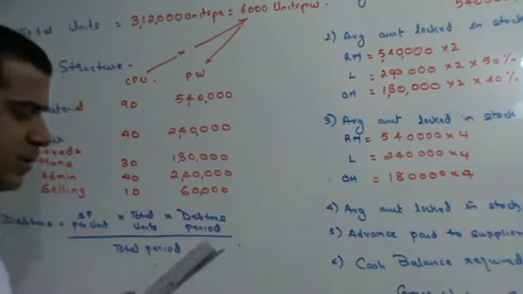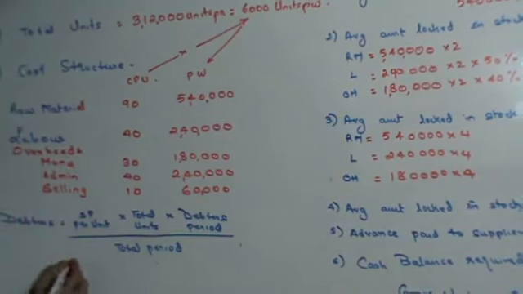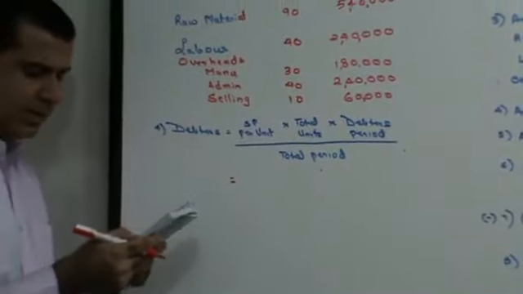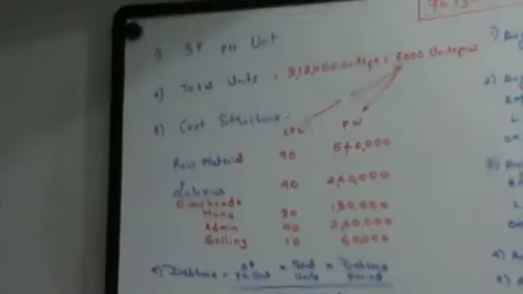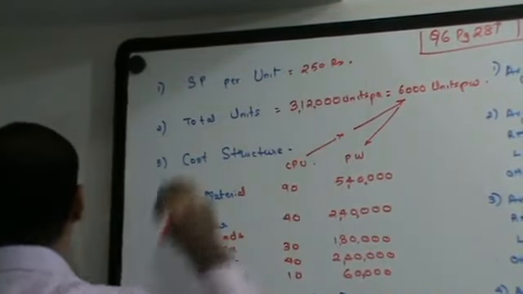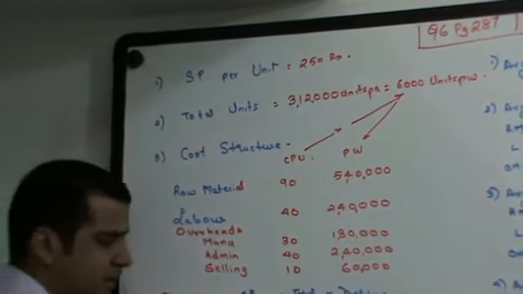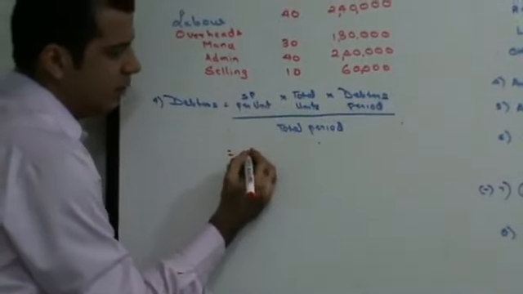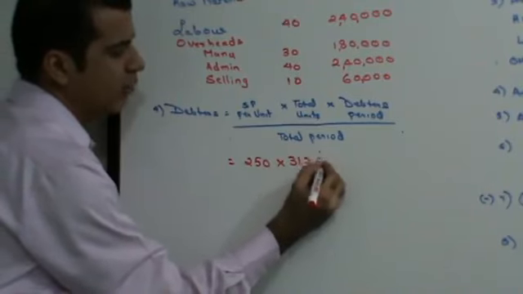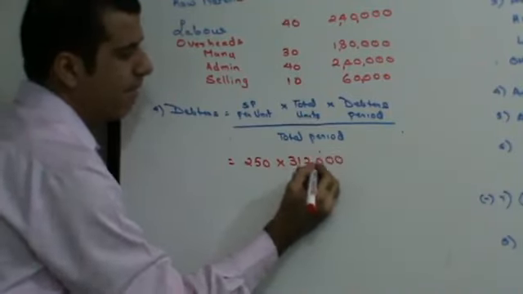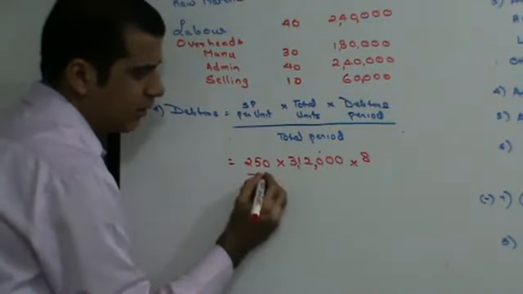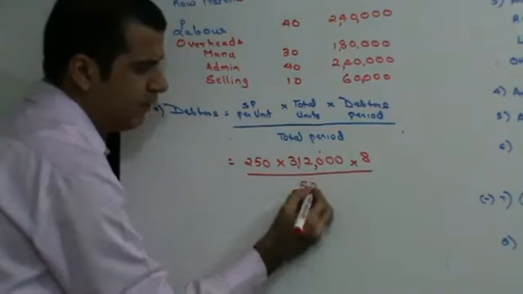Credit allowed to customers is 8 weeks. Let's see this. We didn't write this earlier. They have given you, guys, selling price per unit is 250 rupees. Right? Now, let's see the debtors. Selling price per unit is 250 into total units 3,12,000 into debtors period 8 weeks divided by total period 52 weeks in a year.